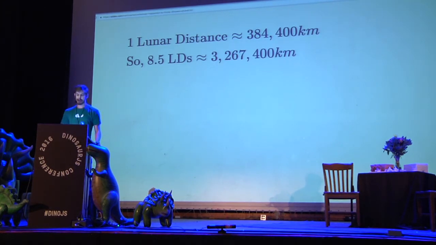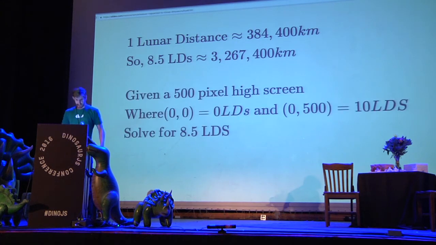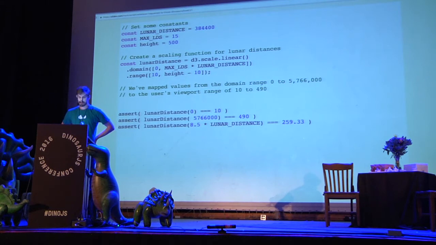It's like an inch or a foot. So 8.5 LDs is about like 3.2 million kilometers. So given a 500 pixel high screen, where 0, 0, which is the top left corner, is 0 LDs, and 0, 500, which is the bottom left corner, is 10 LDs, solve for the right coordinate for 8.5 LDs. And this is pretty straightforward with D3 scaling.